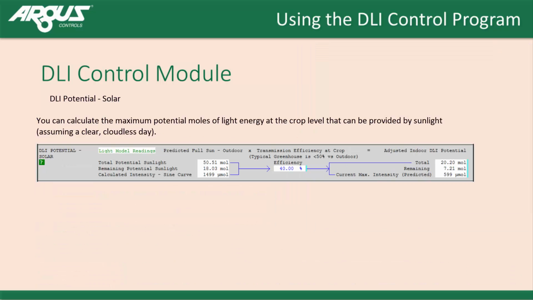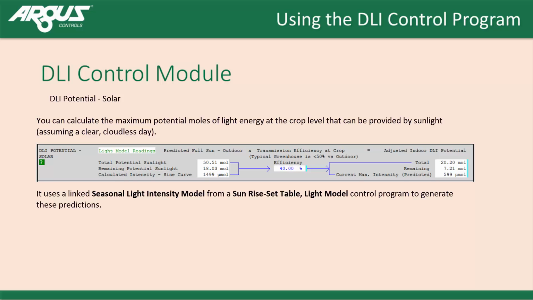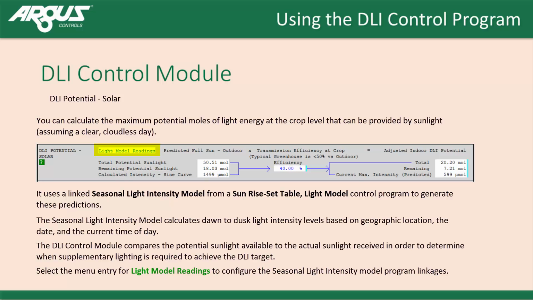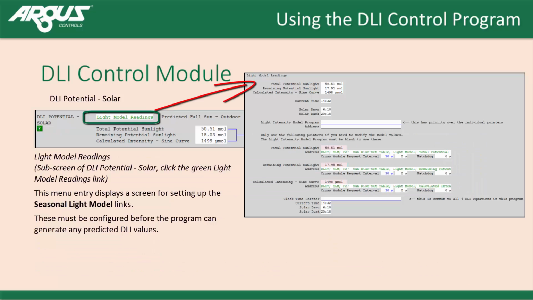DLI potential, solar. You can calculate the maximum potential moles of light energy at the crop level that can be provided by sunlight, assuming a clear, cloudless day. It uses a linked seasonal light intensity model from a sunrise-sunset table light model control program to generate these predictions. Select the menu entry for light model readings to configure the seasonal light intensity model program linkages. Light model readings. This menu entry displays a screen for setting up the seasonal light model links. These must be configured before the program can generate any predicted DLI values.